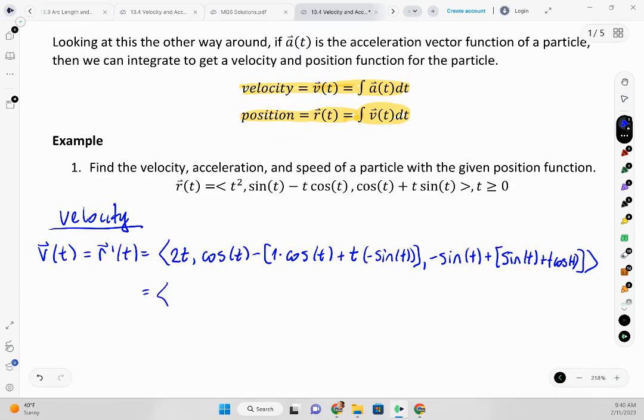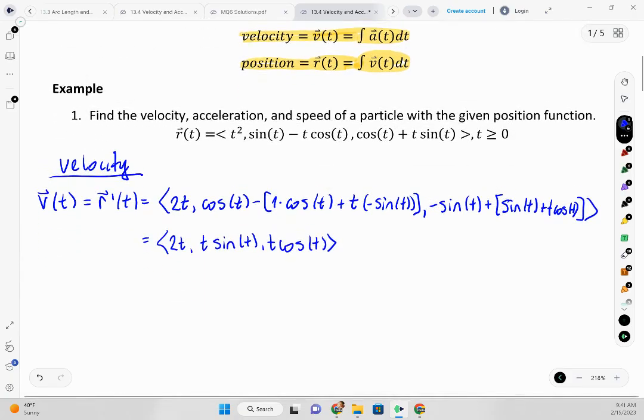So this leaves us with a vector with components 2t, and then in the second component I have a cosine t minus cosine t, so those go away, and then I get a double negative, so it's a positive t sine of t. In the third component, the negative sign and positive sign go away, and then I have a plus t cosine of t. And that is my velocity function.